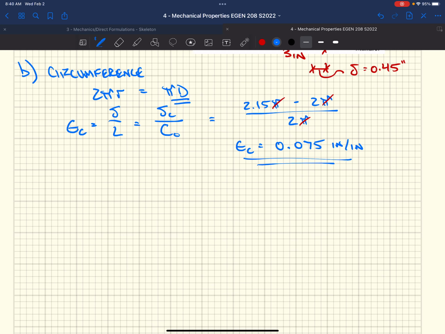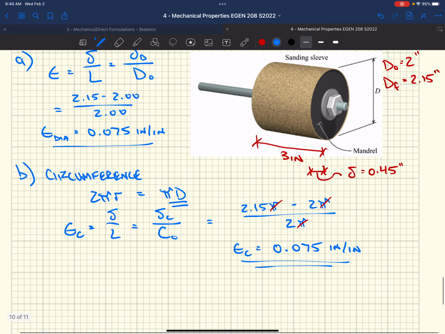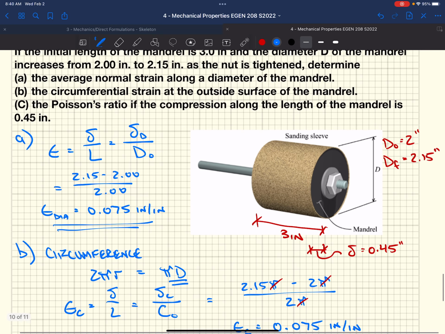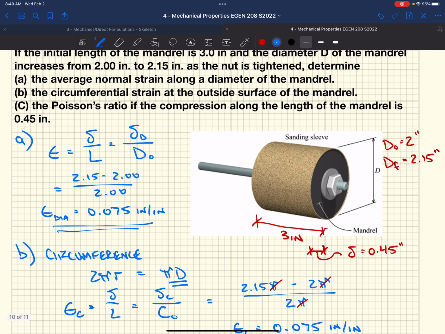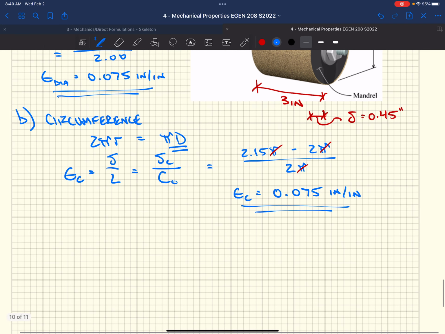So we've got our circumferential strain and our diameter strain. Last thing to ask is, what's the Poisson's ratio if the compression along the length of the mandrel is 0.45 inches? Now this is when you guys get to make fun of me again. We got negative our lateral strain divided by our longitudinal strain. Okay.